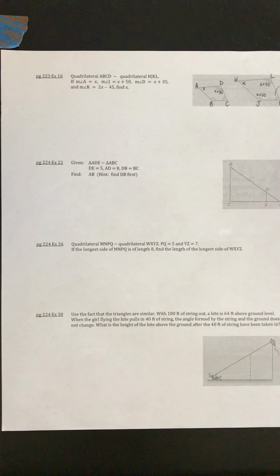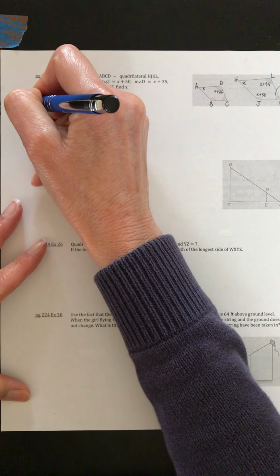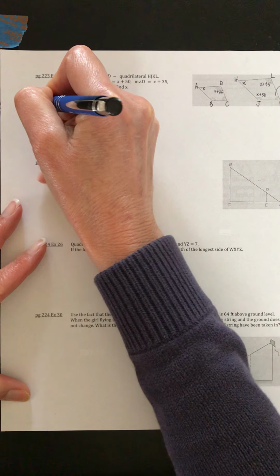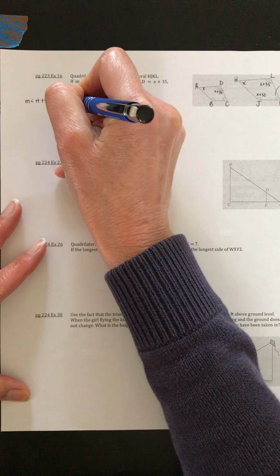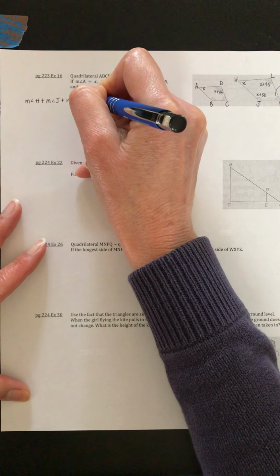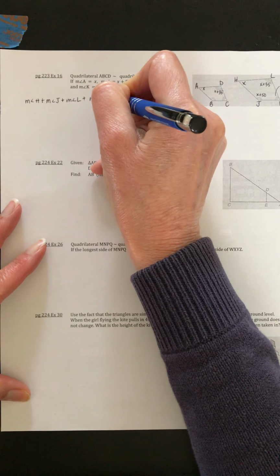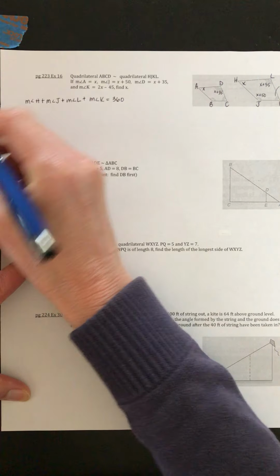Now you have to remember, in a quadrilateral, what do the angles all add to? Well, maybe you know 360. If you don't remember that, think you could form two triangles, and each of those triangles would be 180. So 180 plus 180 is 360. So we're going to say the measure of angle H plus the measure of angle J plus the measure of angle L plus the measure of angle K equals 360. And then it becomes algebra.